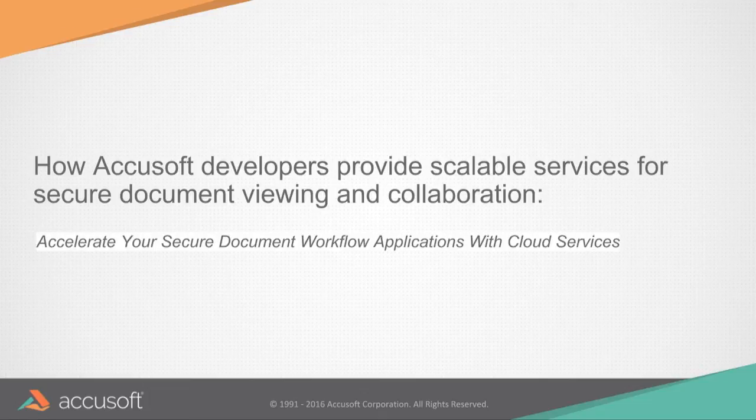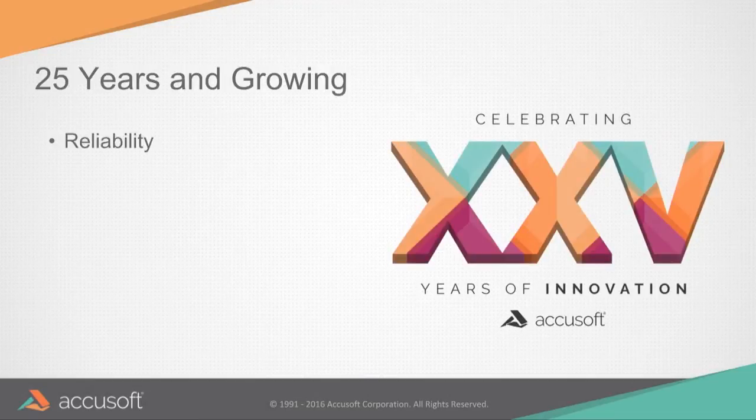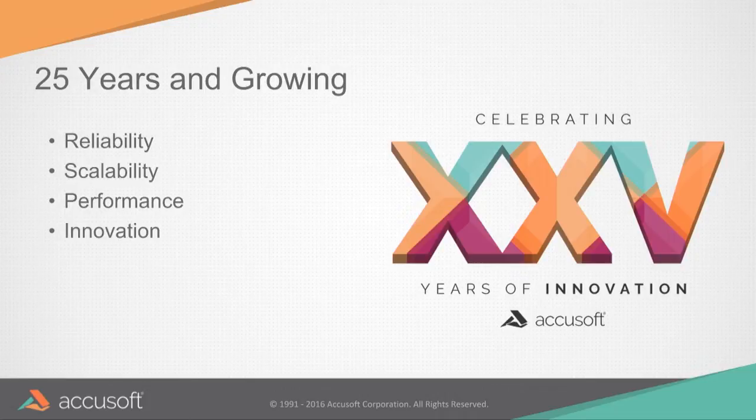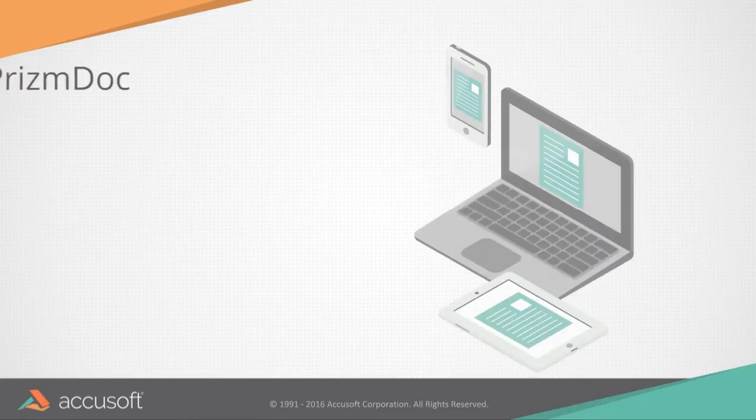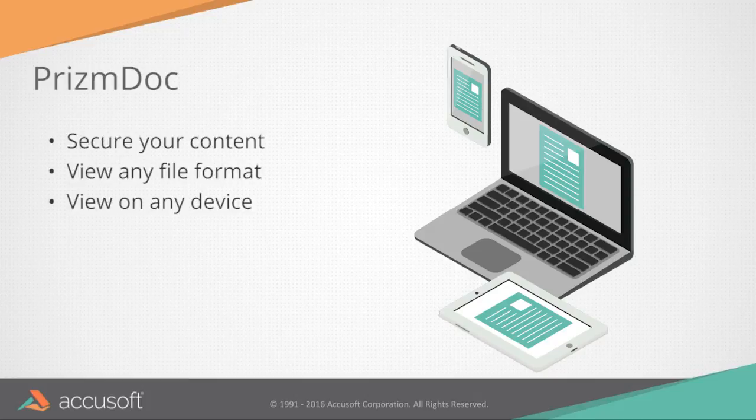We have been providing software development tools to programmers for 25 years. Our toolkits are used at companies such as Boeing, Xerox, CarMax, Staples, and Walgreens with functionalities such as scanning, capturing, conversion, and compression. One of our flagship products is an HTML document viewer called PrismDoc, and this is the API that Michael is going to show you today.